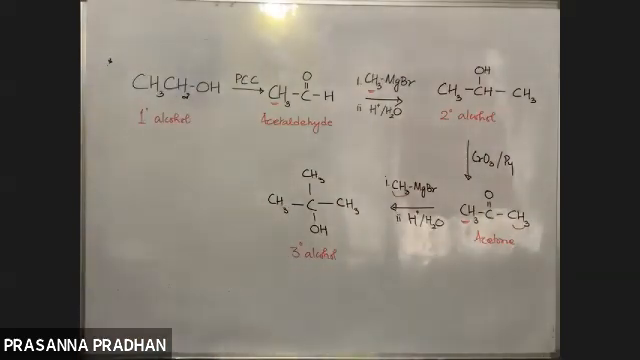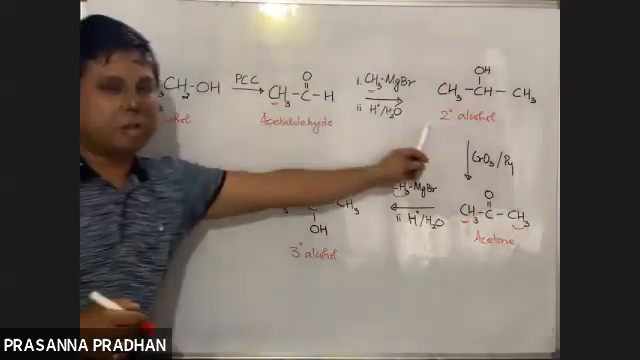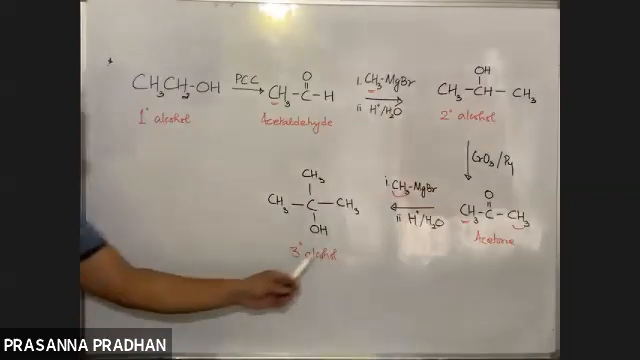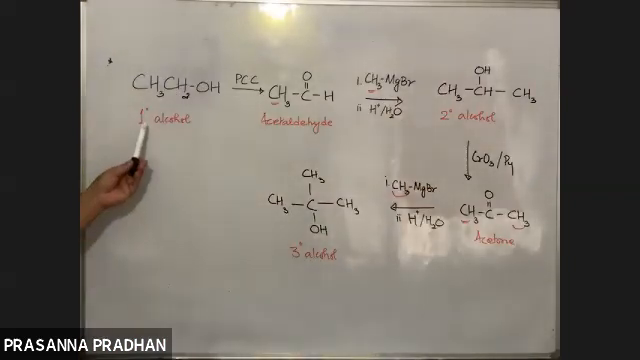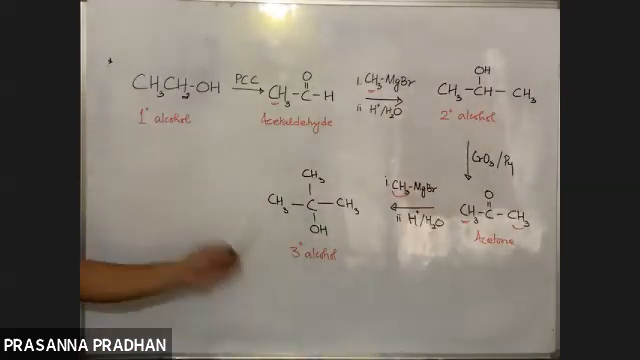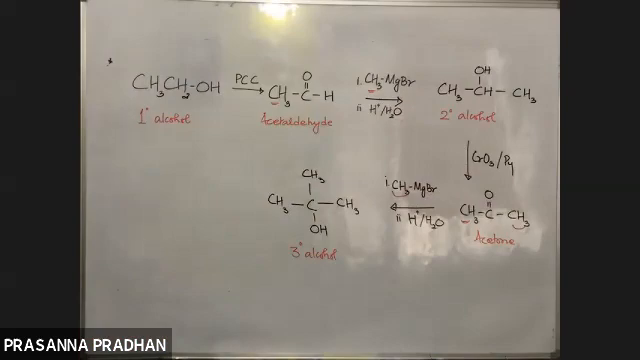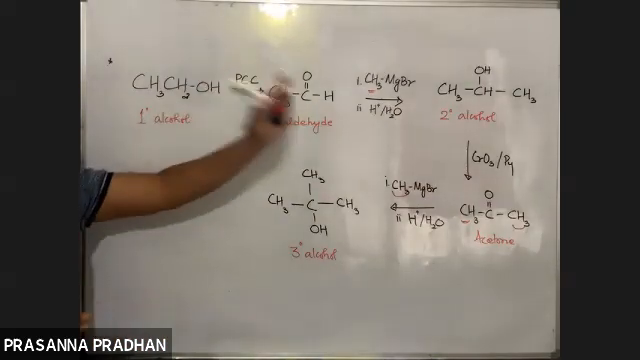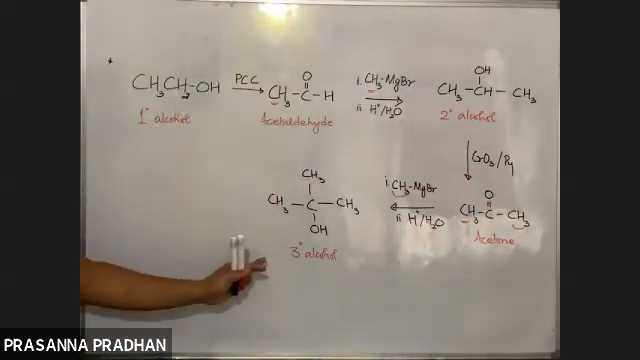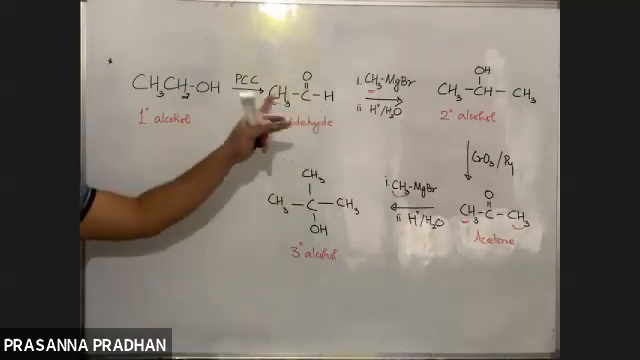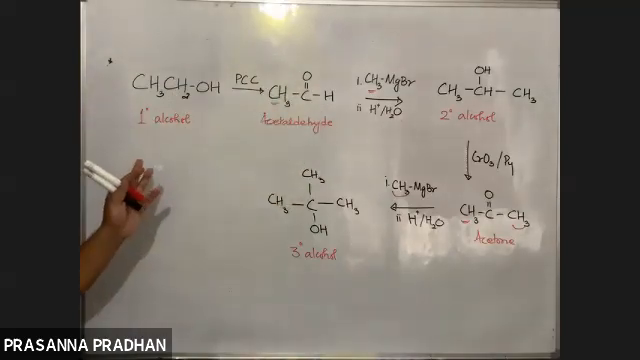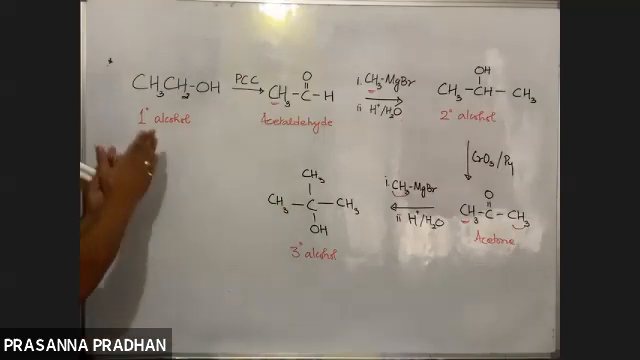So yes, we can convert a 1 degree alcohol to a 2 degree alcohol, and a 2 degree alcohol to a 3 degree alcohol. Or we can convert a 1 degree alcohol to a 3 degree alcohol via a 2 degree alcohol. So remember, we are studying interconversion of alcohols, 1 degree to 2 degree, 2 degree to 3 degree. Later on we can also do the reverse, 2 degree to 1 degree, we'll study that later. Okay? So is this understood now?